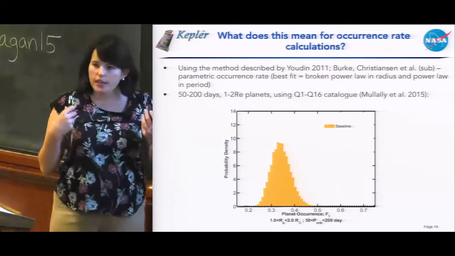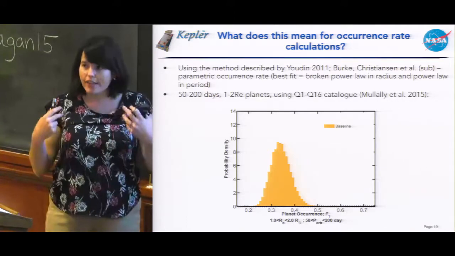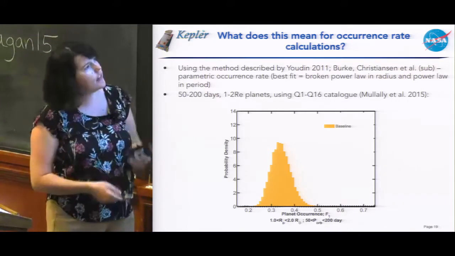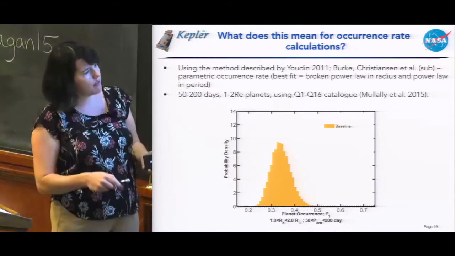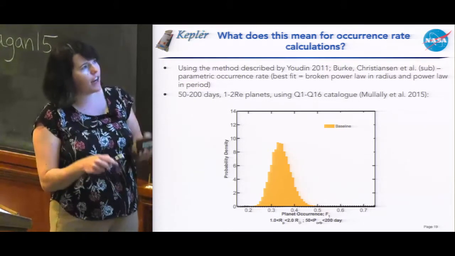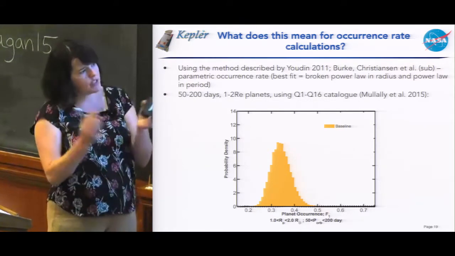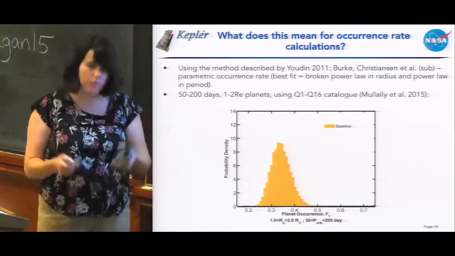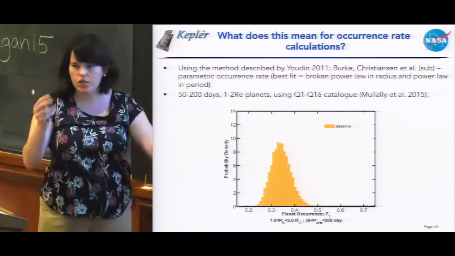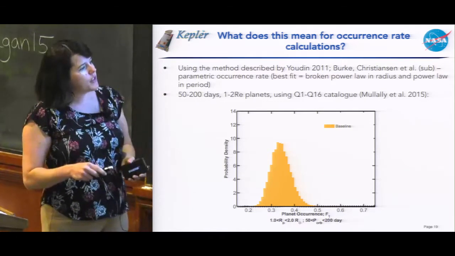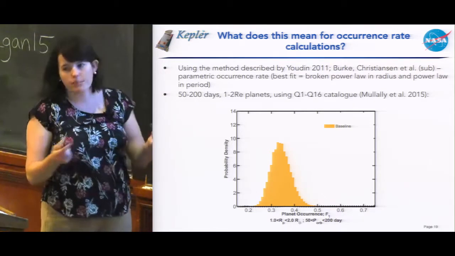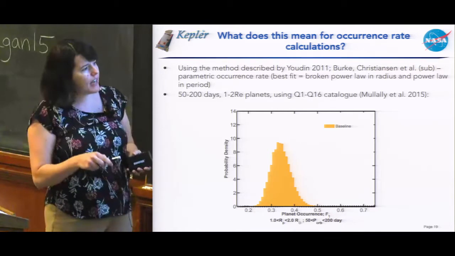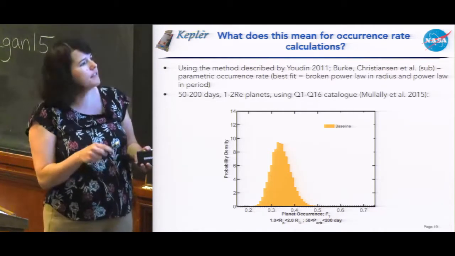Okay, so using the detection efficiency that I calculated with my injections, this is the occurrence rate we get of planets from 1 to 2 Earth radii, 50 to 200 days around G and K stars. We've cut it down a little bit here to try and match up with other people's samples better. So we dropped the F stars at this point. We're just doing G and Ks. So this is our occurrence rate. So it's about 33%. 33% of stars have a planet in this radius.